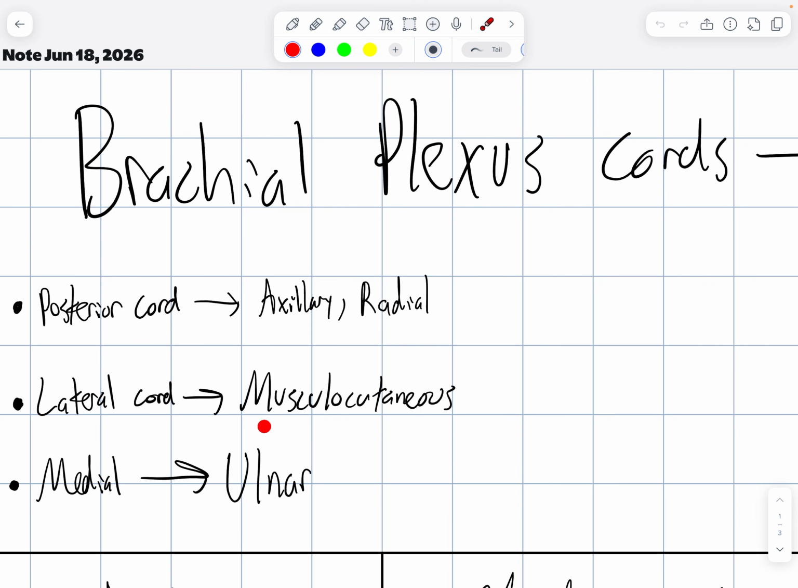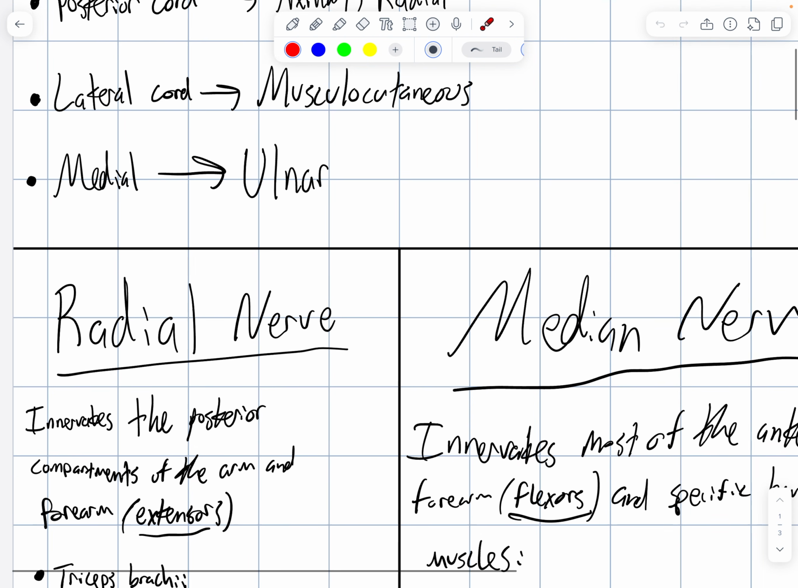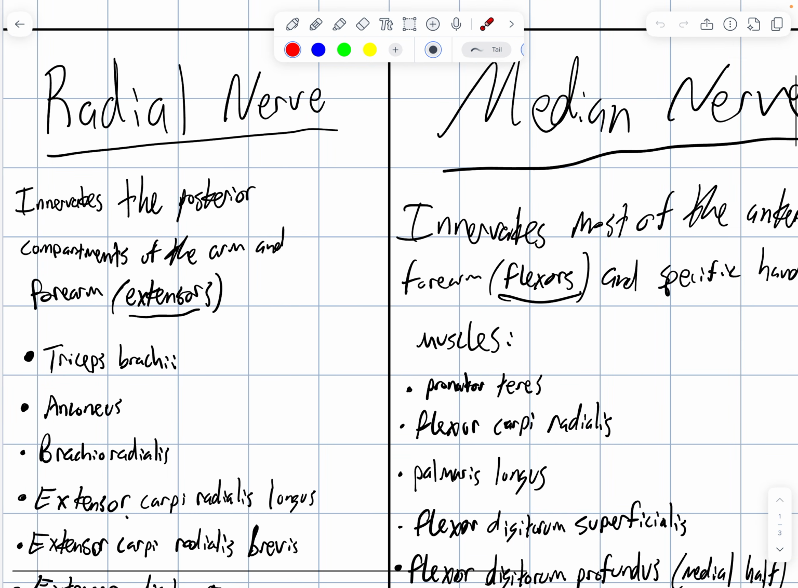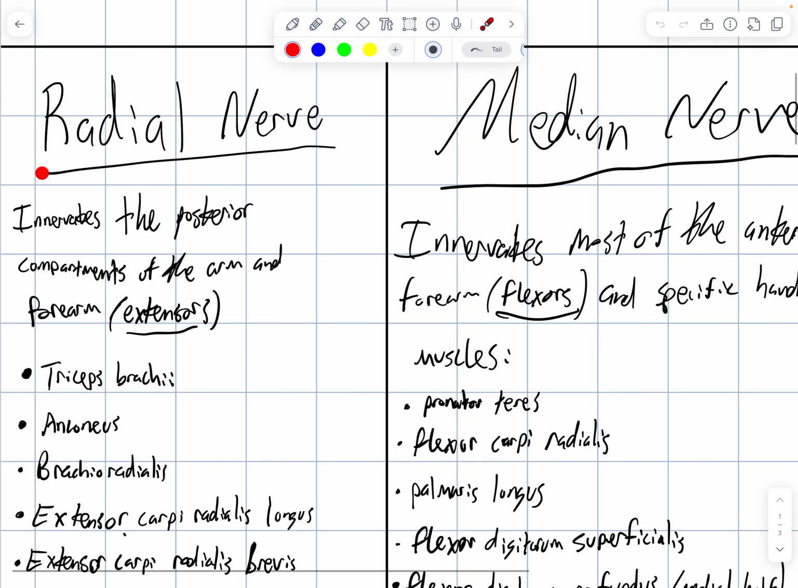Let's see. So right here, posterior cord. This turns into the terminal branches axillary and radial. Lateral cord is musculocutaneous, and medial goes to the ulnar nerve. So again, posterior cord, axillary and radial; lateral cord, musculocutaneous; medial, ulnar. So posterior cord has two, lateral cord has musculocutaneous, medial has ulnar.